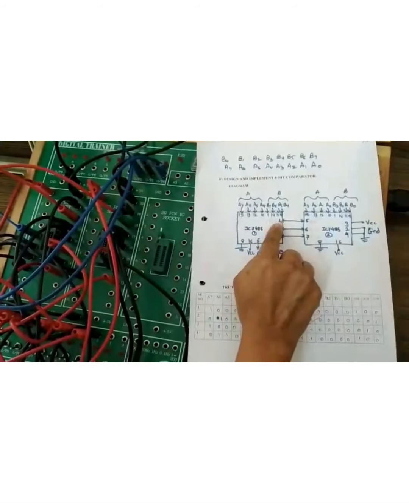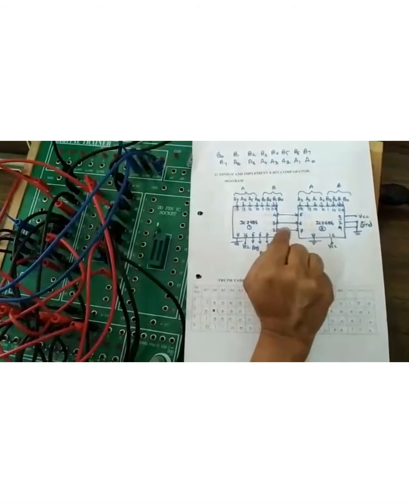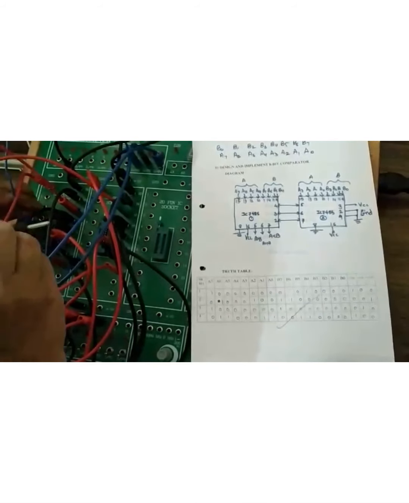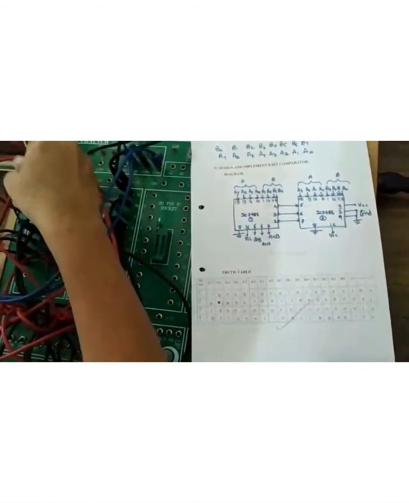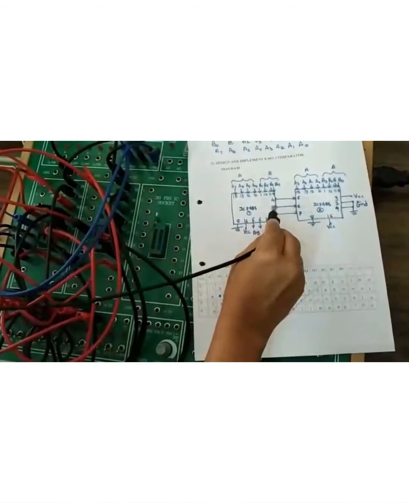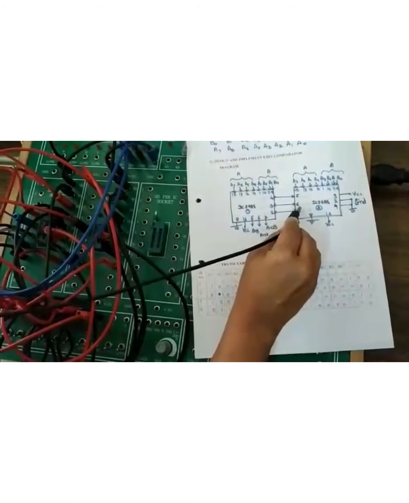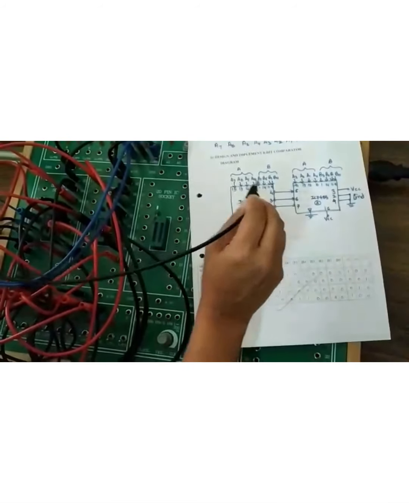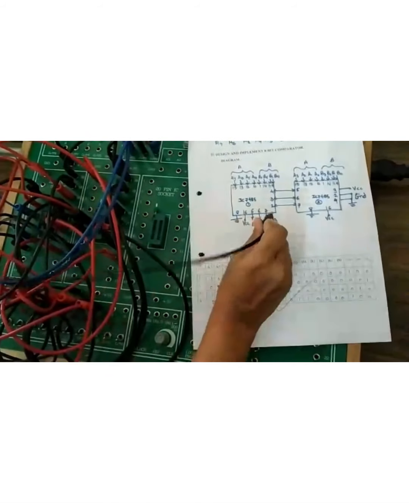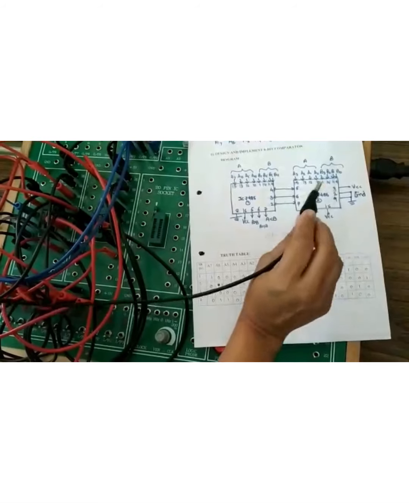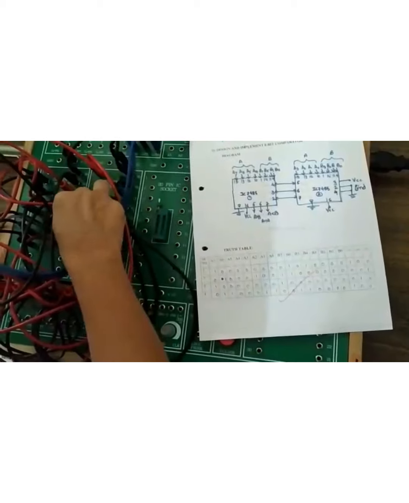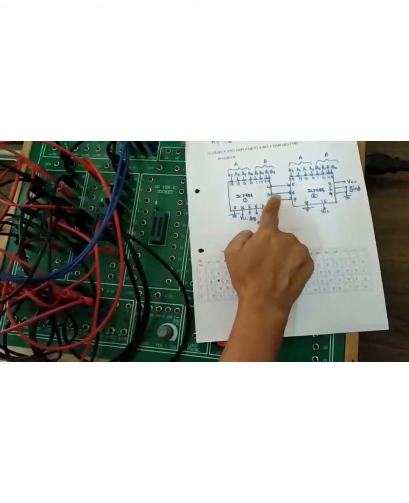Then pin number 4 is shorted to pin number 5 of the second IC. Then pin number 3 of the first IC is connected to pin number 6 of the second IC, so 3 to 6. And pin number 2 of the first IC is connected to pin number 7 of the second IC. So these are the cascading connections of the two ICs.